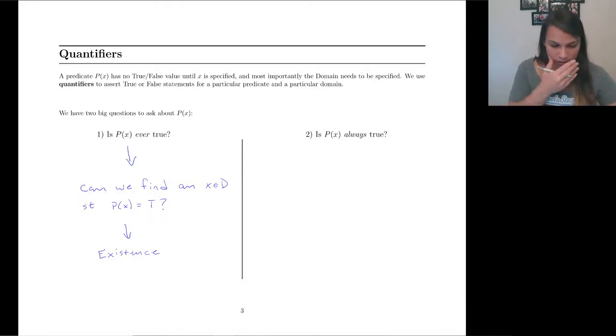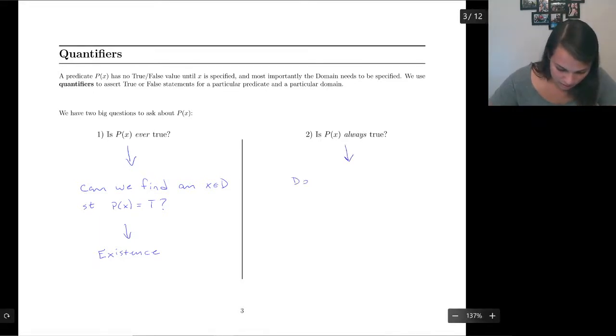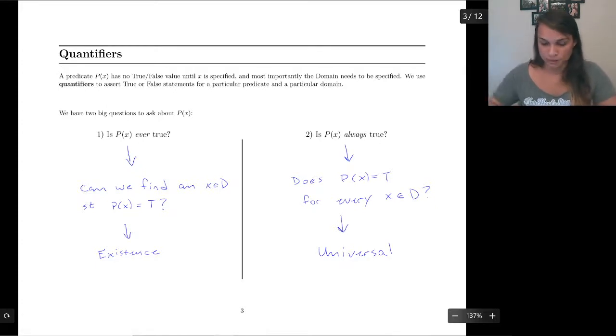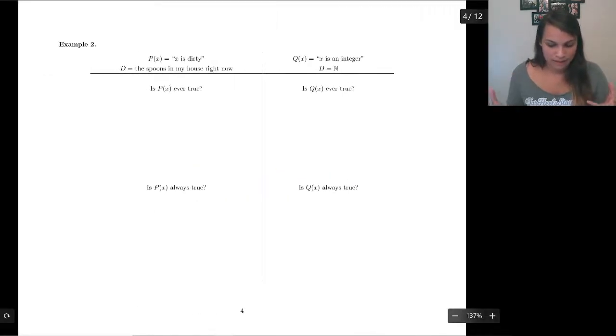The other question, is P of X always true, is like asking, is P of X going to be true for absolutely every X in our domain? This is what we call a universal statement. I mean, if it's true, it's a universal statement. So that's basically the meat and bread and butter for today. We're going to talk about existence. We're going to talk about universal stuff. That being said, let's apply that to the two examples that we already have.